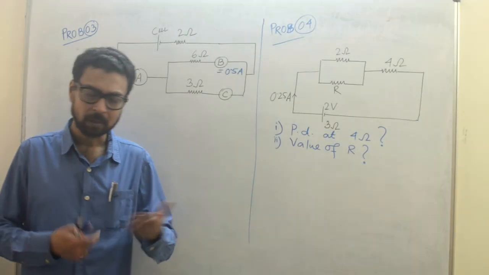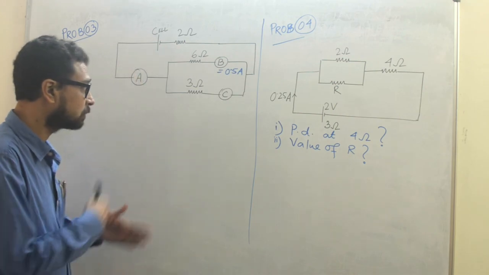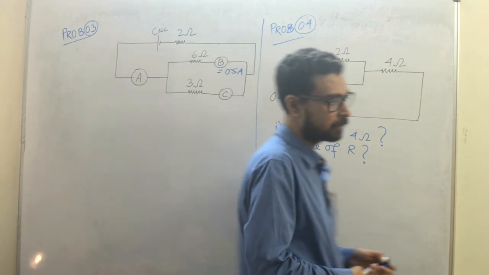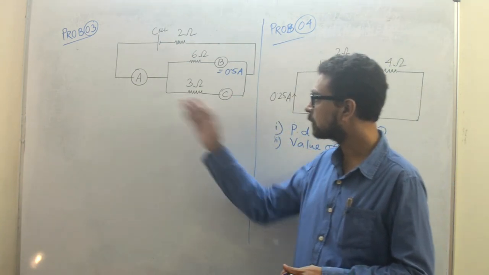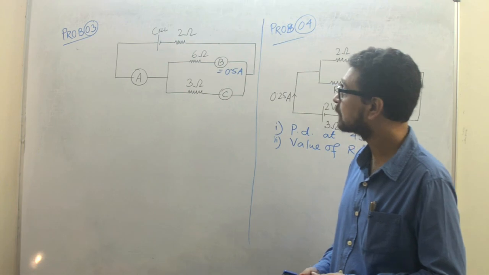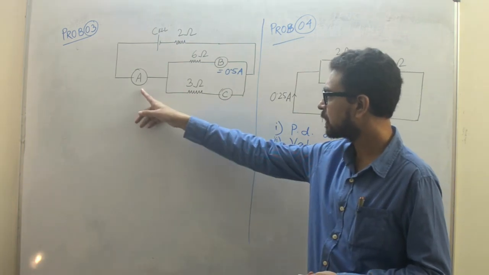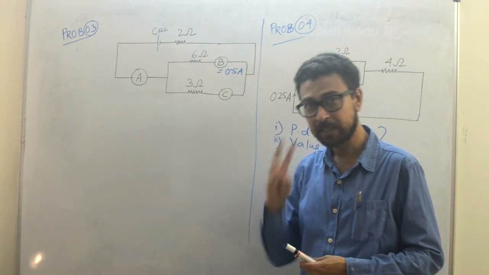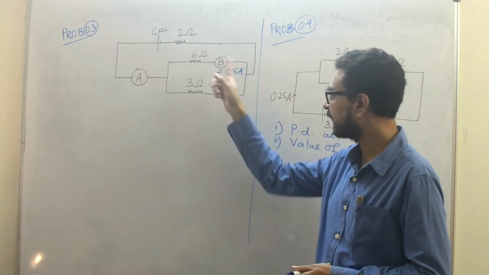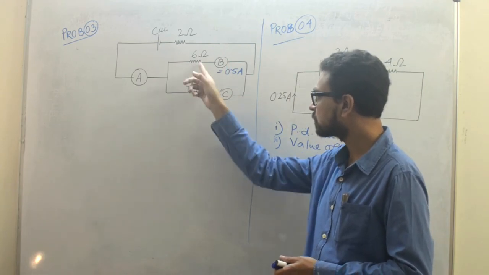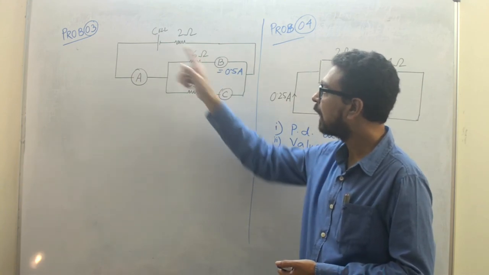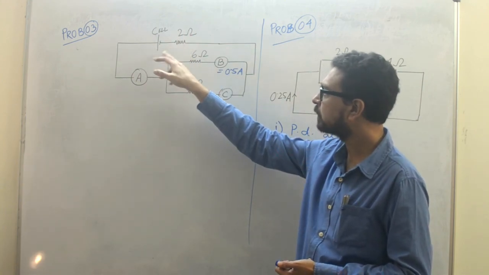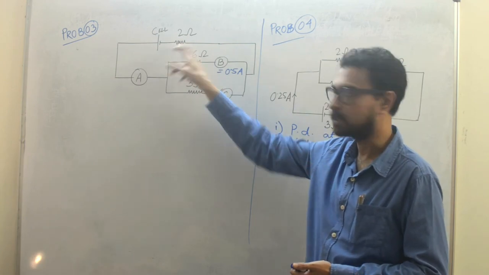Okay, let us do 2 more sums based on the circuit things that we have already learned till now. We have the first problem here, which says that we have 3 ammeters A, B, and C, and they are connected like this. We have 2 resistances in parallel, 6 ohm and 3 ohm. Hope you can understand this is a parallel combination. And we have a cell, nothing is given, and we have a 2 ohm resistor.